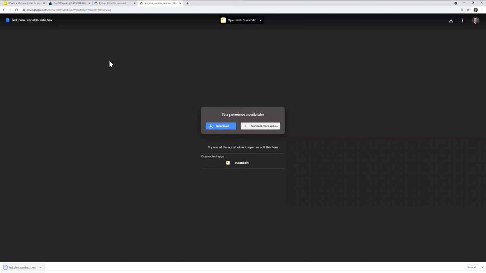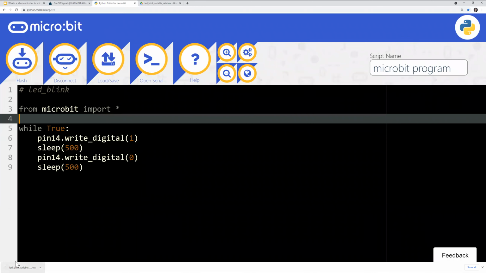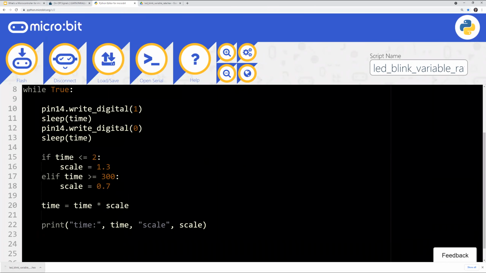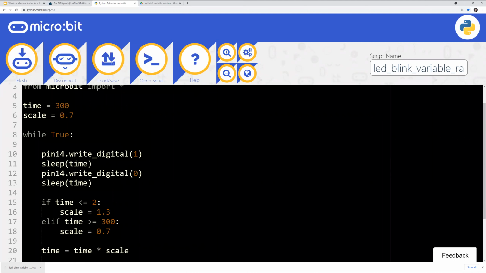Okay, now once you've downloaded the file, go to your Python editor and drag and drop the file onto your Python editor. And it'll open up. So this is from the teacher materials. And then you can try it out yourself. So let's do that. Okay, get ready.